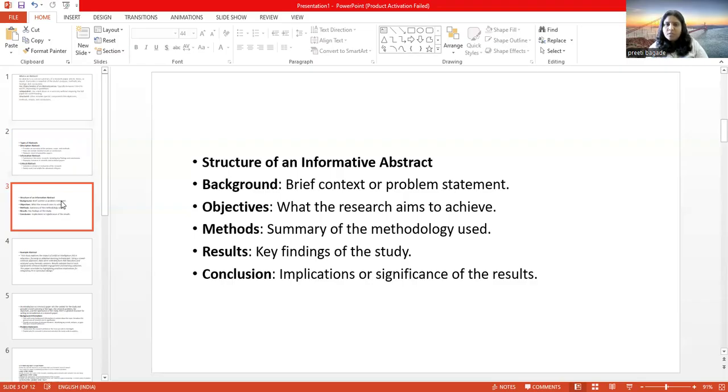So what is the structure? First is the background, brief context for the problem statement. Second is the objective, what the research aims to achieve. Third is the method, a summary of the methodology used. Next is the result, key findings of the study, and then the conclusion, implication or significance of the result.